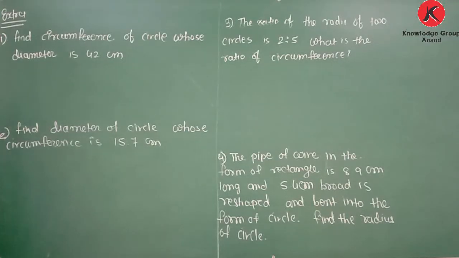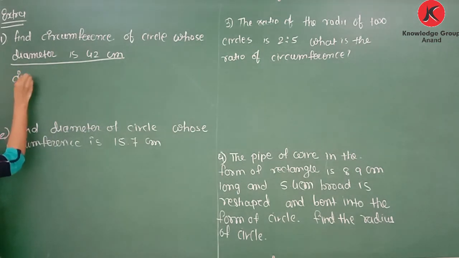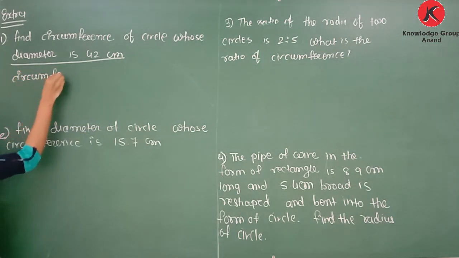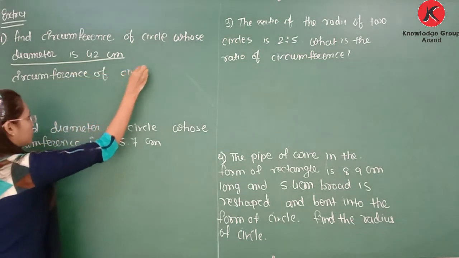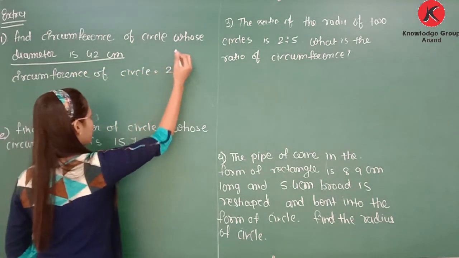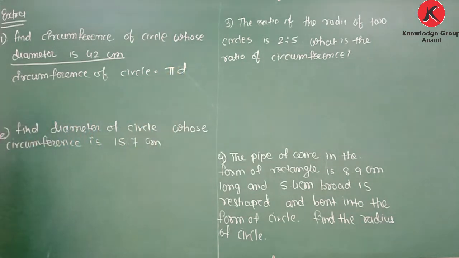Let's solve some extra examples related to the circumference of a circle. So here, first find the circumference of a circle whose diameter is 42 cm. So diameter is given 42 cm. So we can write circumference of circle is equal to 2 pi r. Diameter is given, so we can use the equation pi multiplied by d.